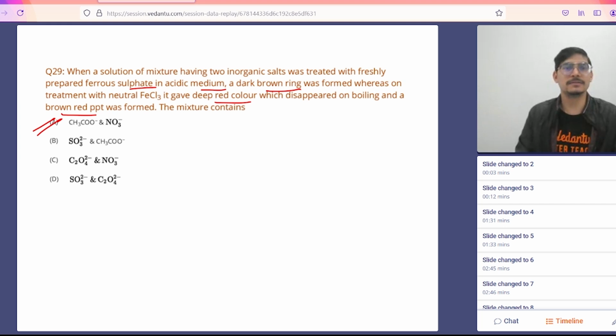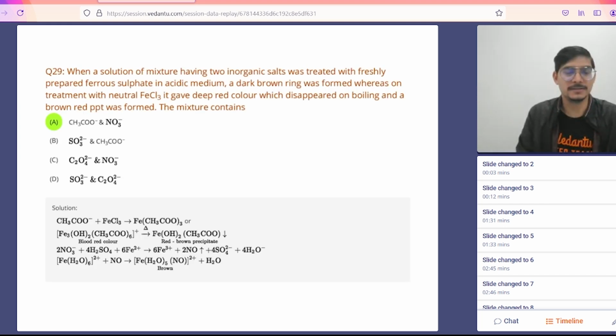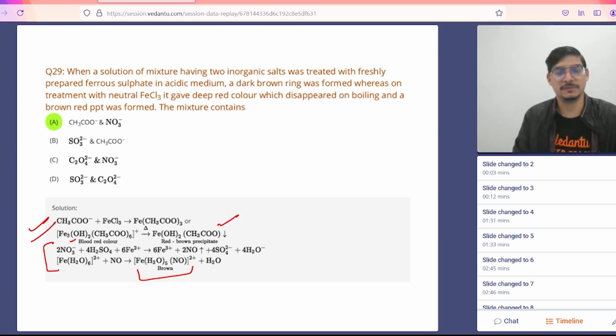So the correct answer is this one, and the reactions that are involved are these. These reactions are of the brown ring test. This complex is responsible for the brown color of the ring. And this is the reaction confirming the presence of the acetate ion, the compound responsible for the red color, and the precipitate responsible for the brown.